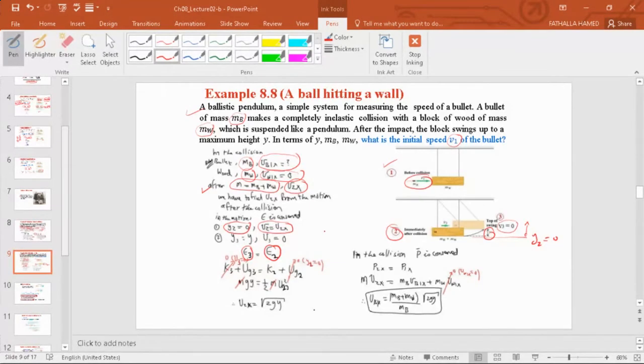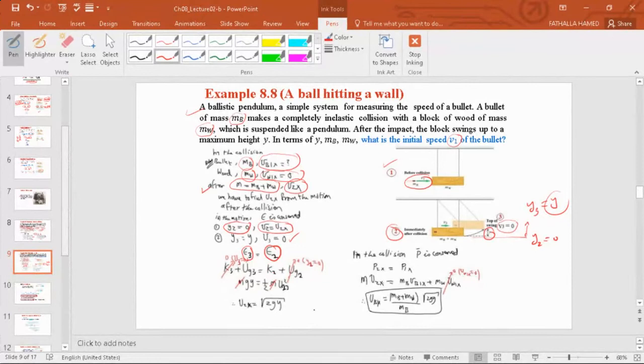Y3 is equal to Y, which is the maximum height, and V3 will equal 0. So if I look at my conservation of energy, it will be kinetic 3 plus the potential 3, and here it's a gravitational potential, equal to kinetic 2 plus potential 2. Now, my kinetic 3 is equal to 0 because my V3 here is equal to 0. My potential at 3 will equal mgy, because here y3 is equal to y, which is the maximum height.